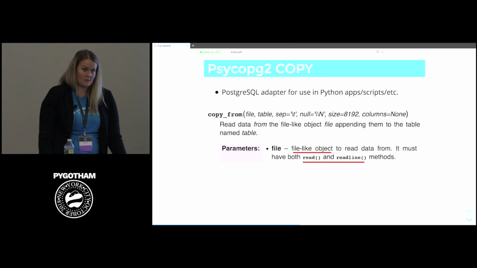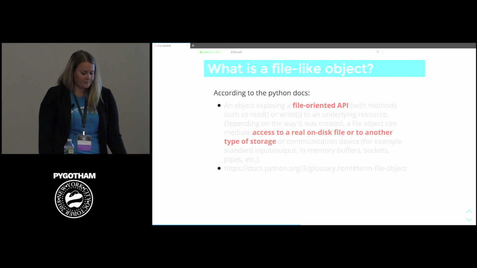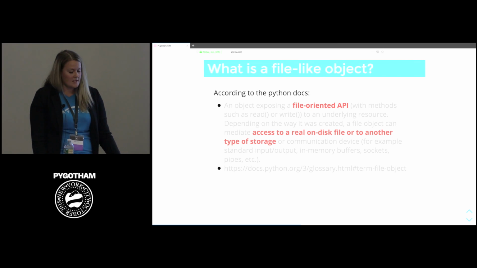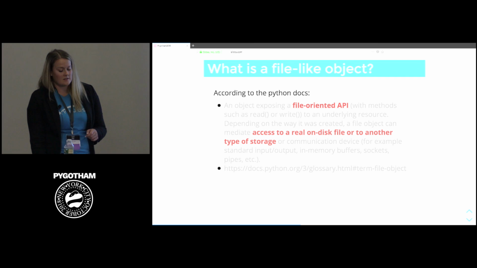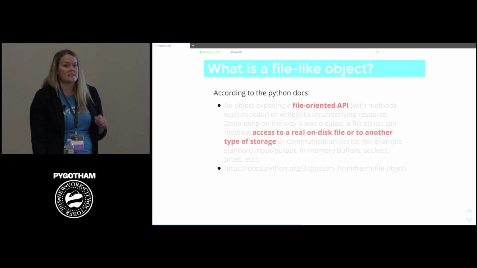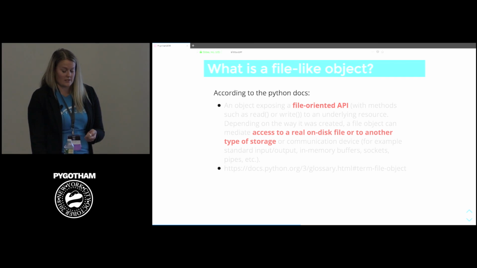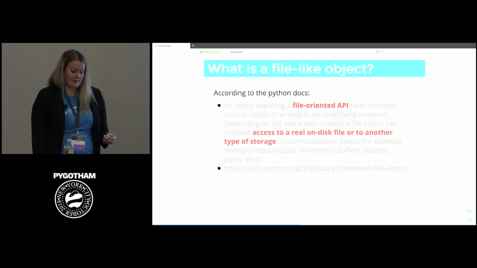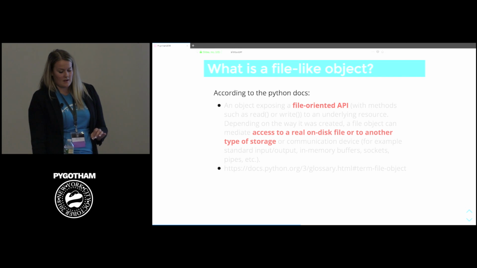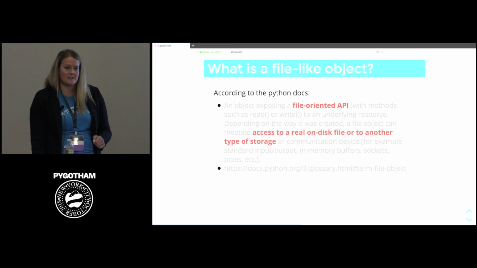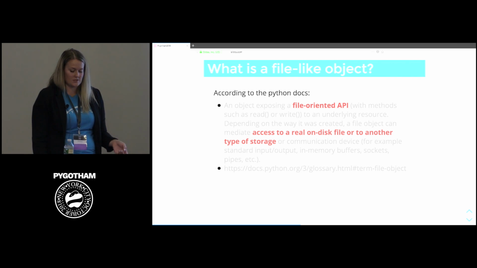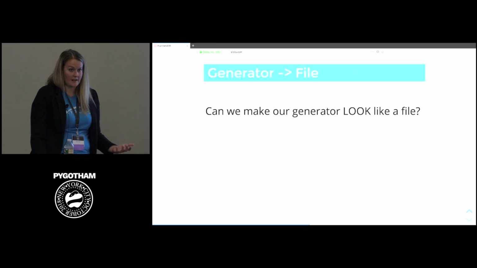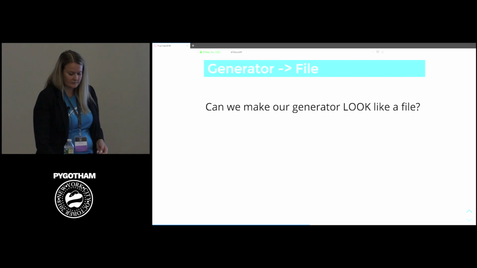So what does that mean? What's a file-like object? Well, a file-like object is a file-oriented API. This means that it needs to have read and maybe a write function. It should behave just like a file would. And more importantly, this may give you access to a real on-disk file, but not necessarily. It can give you access to another type of storage. So we have a generator. Can we make our generator look like a file and behave like a file?